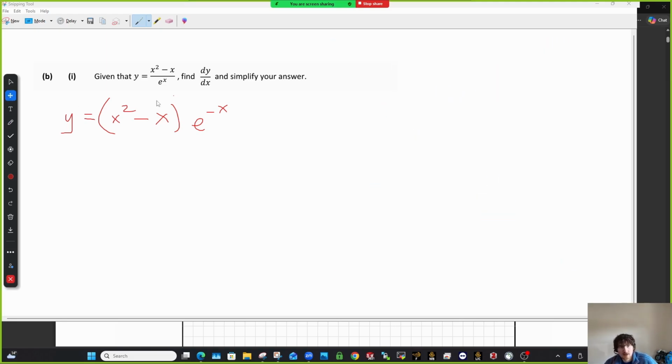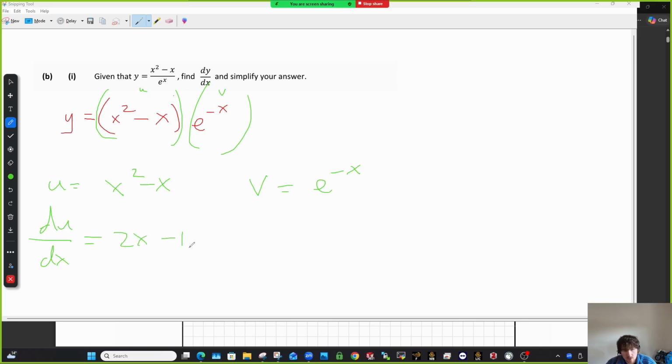The great thing about writing it this way is I can just use a product rule on these two things here, where this can be the u and this can be the v. When you're doing this, just be neat for yourself and for the examiner. So say u equals x squared minus x, v equals e to the minus x, and directly underneath that, du/dx is equal to 2x minus 1.